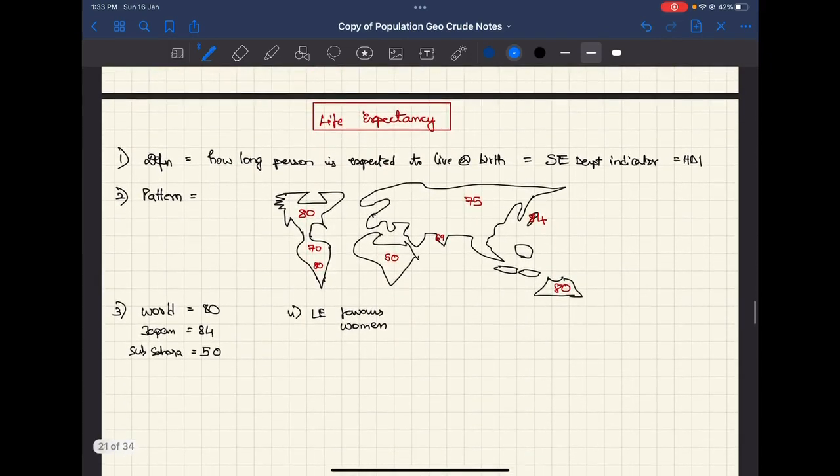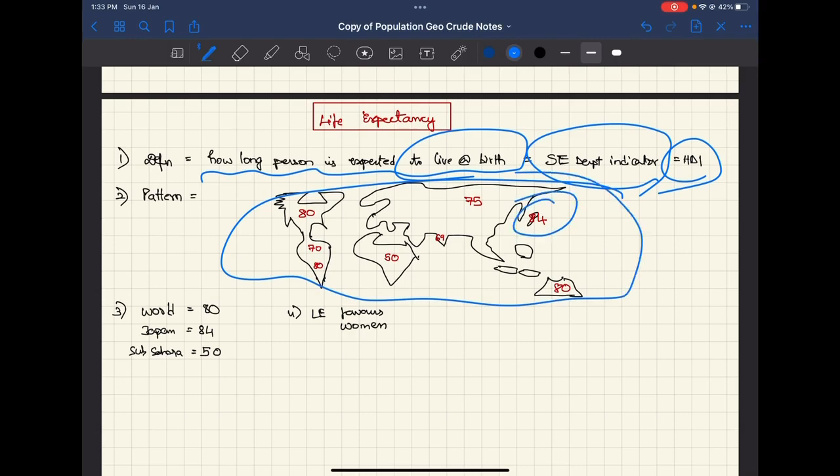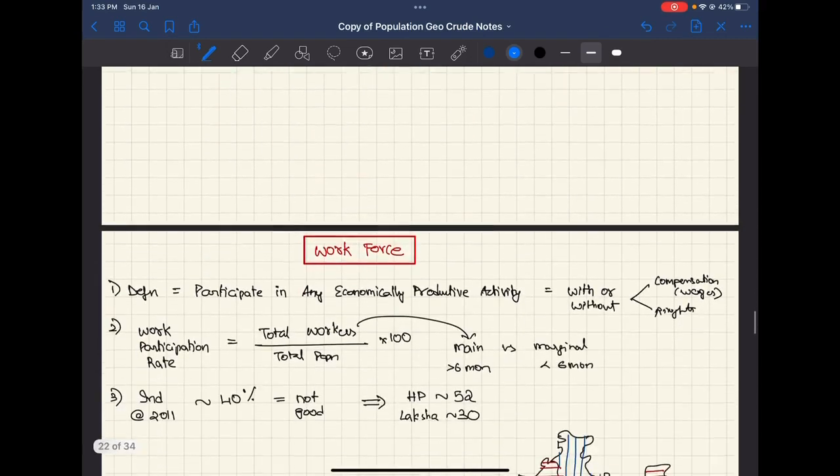Coming to life expectancy, it is how long a person is expected to live at birth. So it is a socio-economic development indicator in the human development index. This is a pattern of the life expectancy. Japan has very high at 84, India has 69, and you can see the others. The world has 80, Japan 84, sub-Saharan Africa has very low, 50. Women tend to live longer, therefore life expectancy of women will be higher.